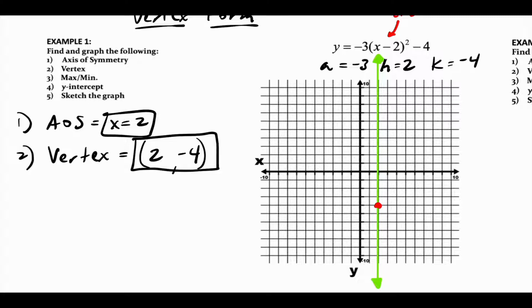So the next thing after that was maximum or minimum. So which one is this one going to be? Is it going to be a maximum or is it going to be a minimum? We have enough information to tell. Which one do you think it's going to be? Minimum. Minimum because what?